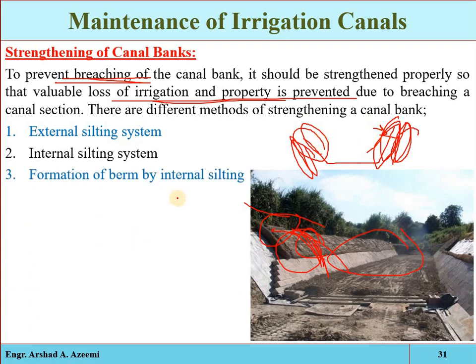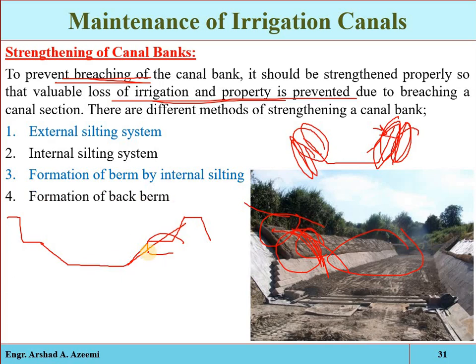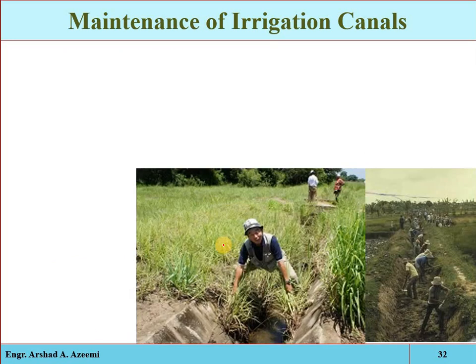And also formation of berm. As we discussed in the previous lecture, these are the side slopes, so here we provide some berm and then construct the banks of the canal. If berms are provided, the continuity of the slope is broken and it provides more stability to the canal banks. Formation of back berm: sometimes a back berm is constructed from the back side of the canal bank, so that is also a method for strengthening of the banks.